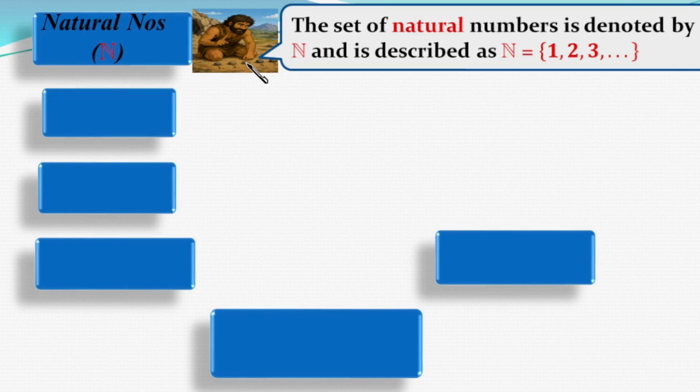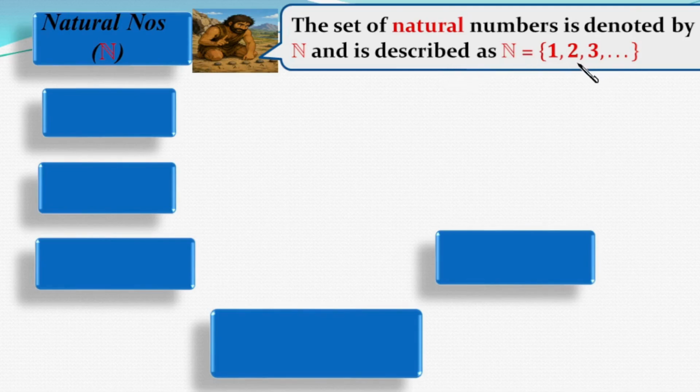Whatever language they used, they started to count objects starting from 1. 1, 2, 3, and up to positive infinity. So the history of numbers begins with the set of natural numbers.